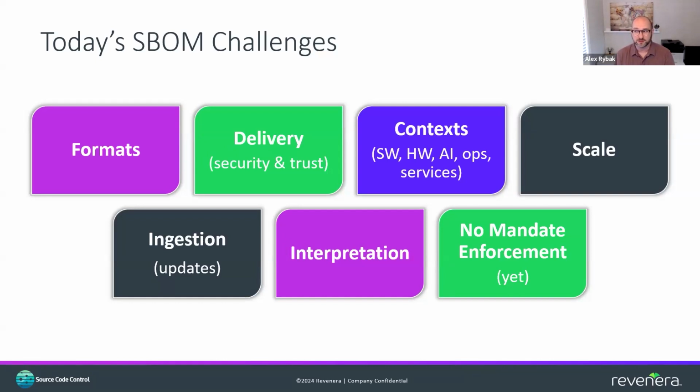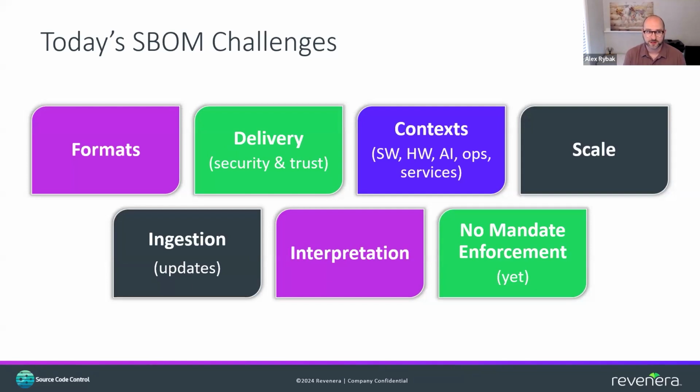Context, that's a challenge, right? There's software, there's hardware, there's AI, there's operations, there's services. How do you wrap all those together, relate them to each other, and ultimately address all the risk, right? If you do a great job with software, but you forget about the IoT device your software is put on, or the services that the software calls into, well, you're not secure, right? You can't be partially secure. You've got to look at the entire ecosystem.